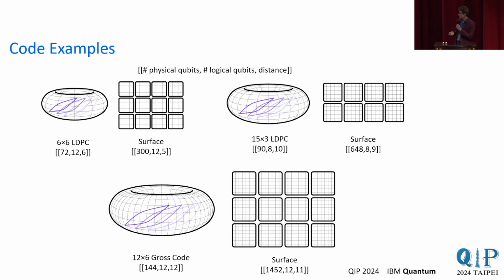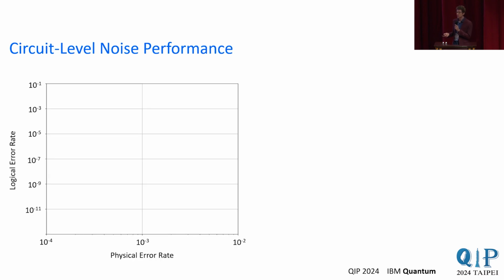So how well does this code perform in terms of protecting our logical qubits from noise? So here's a very important graph that we see in the quantum error correction literature. On the y-axis, we have the amount of protection, the error rate of the logical qubits. And on the x-axis, we have the underlying noise of the hardware.